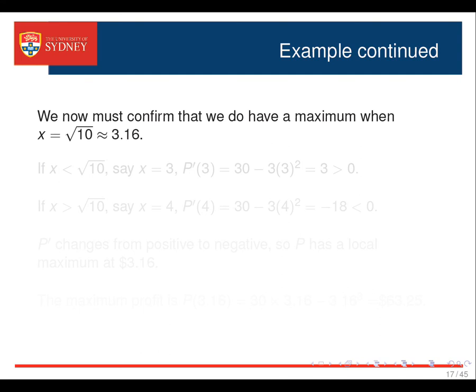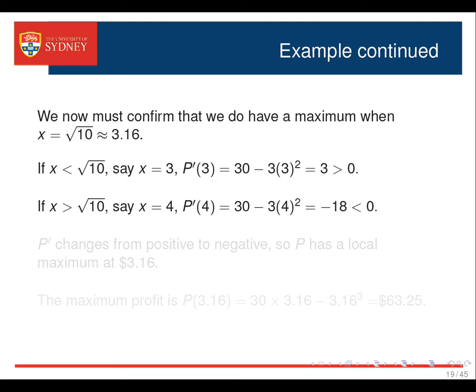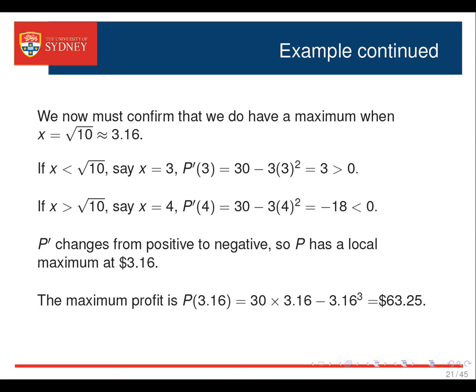We now confirm whether we have a maximum when x equals the square root of 10. If x is less than square root of 10, say x equals 3, then the derivative of p is more than 0. If x is greater than square root of 10, say x equals 4, then the derivative of p is less than 0. Here the derivative changes from positive to negative, so p has a local maximum at $3.16. The corresponding maximum profit can be found by substituting 3.16 into the function p. So the maximum profit here is $63.25.